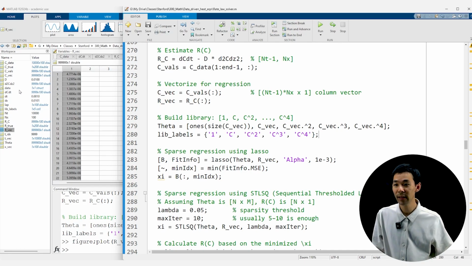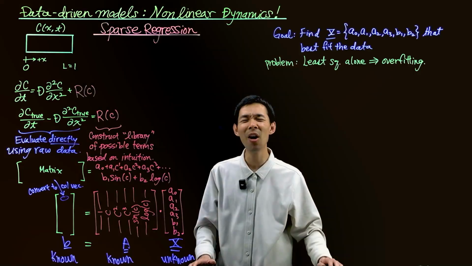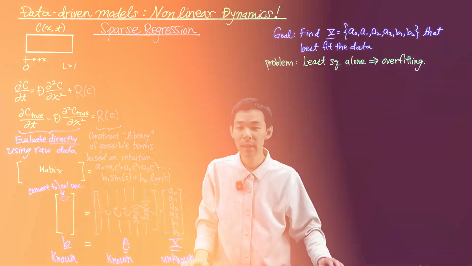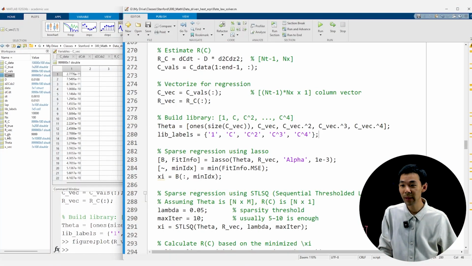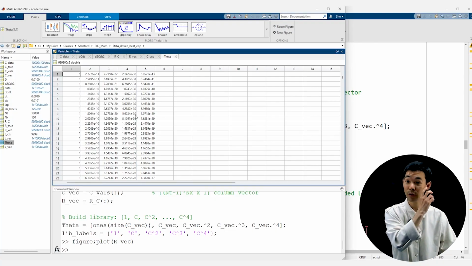So C vec looks like, again, a very, very long column vector containing all the concentration data points that you measured from your experiments. And then that's going to be put into the theta matrix, which is right here. So this is the coefficient that we're trying to find. So this is the library of all possible terms.